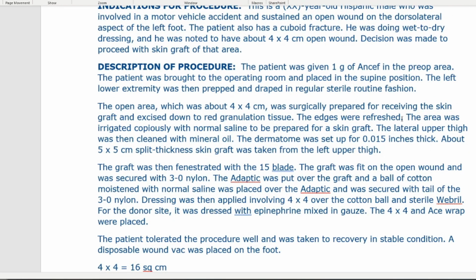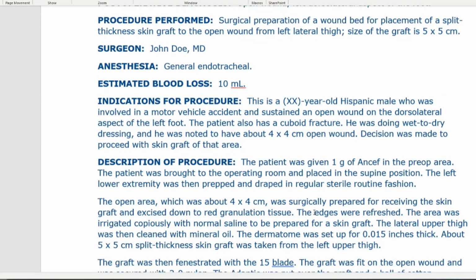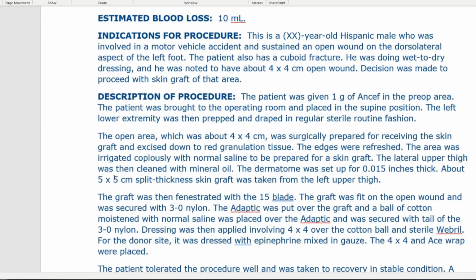The edges were refreshed. The area was irrigated copiously with normal saline to begin preparing for the skin graft. We've got our prep here. We confirmed that this description that he gave up here says he did that surgical prep. Yep, he did it down here. He described it. The lateral upper thigh was then cleaned with mineral oil. The dermatome was set up for 0.015 inches thick. About a 5 by 5 cm split thickness skin graft was taken from the left upper thigh.